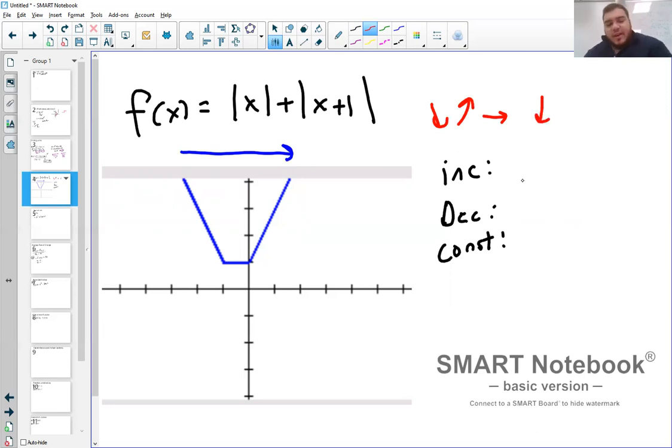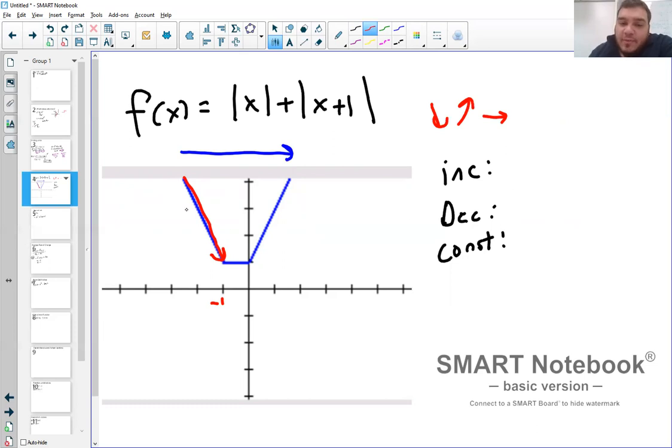Remember, you can't go straight down. If you go straight down, that must mean you're not a function. So straight down is not an option in this case. So first off, from here to here, it clearly looks like I'm going down at this point. So from here to here, I'm going down, and I go down all the way to x equals negative 1.